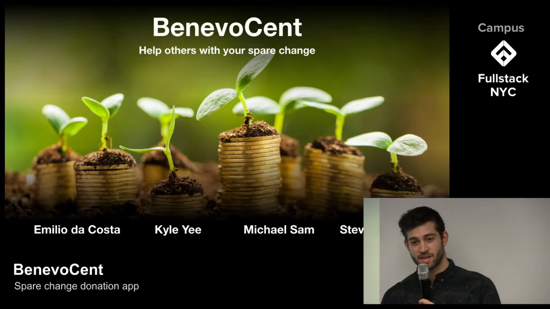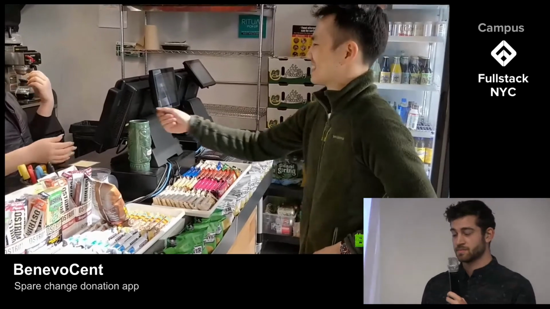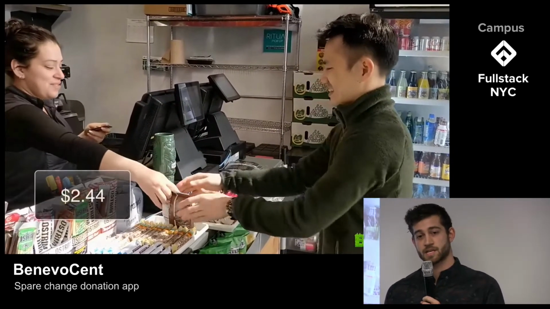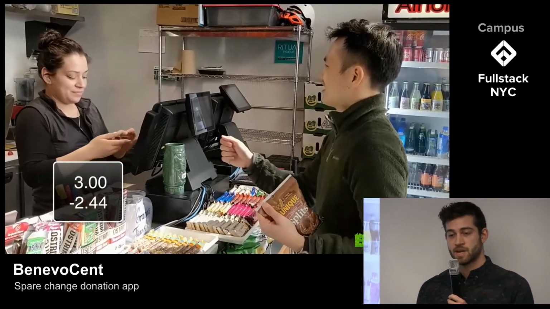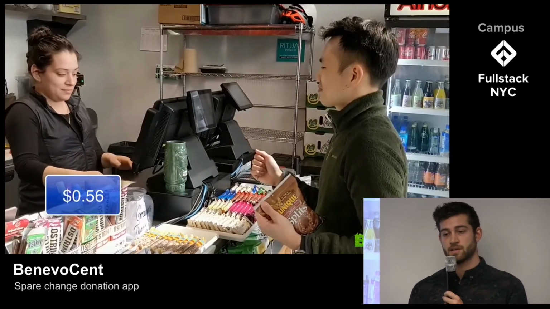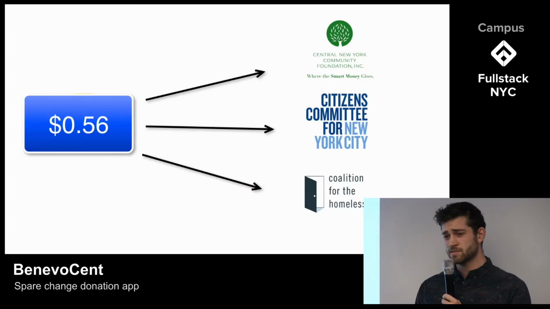What if we told you there's an app that makes it more fun and easy? Well, introducing BenevoCent. With BenevoCent, donating to your favorite charities is easier than ever. Let's imagine you just made a credit card transaction for $2.44. Rounding up to the nearest dollar, the remaining 56 cents would then be automatically earmarked to donate to the charities of your choice.